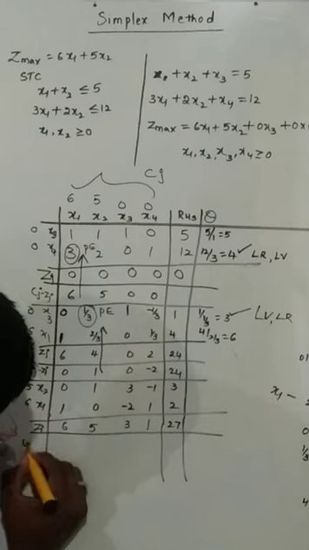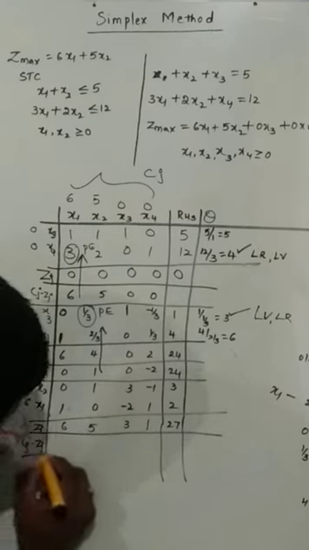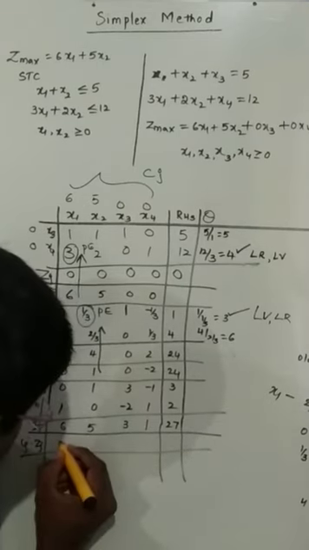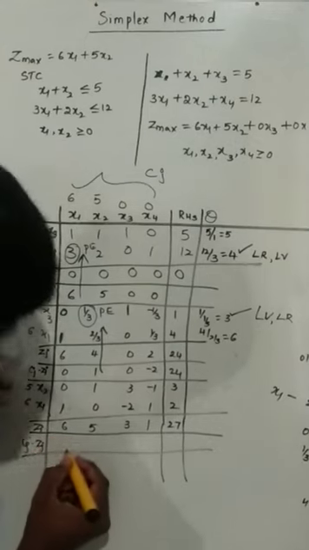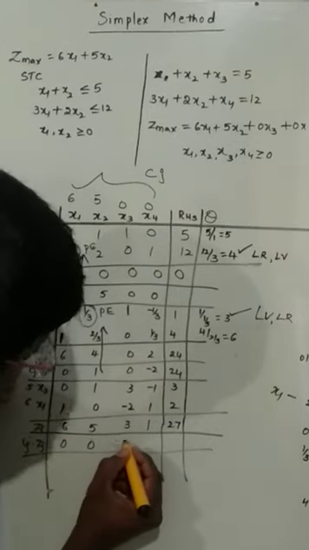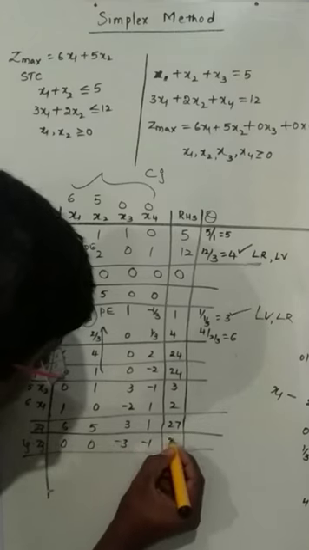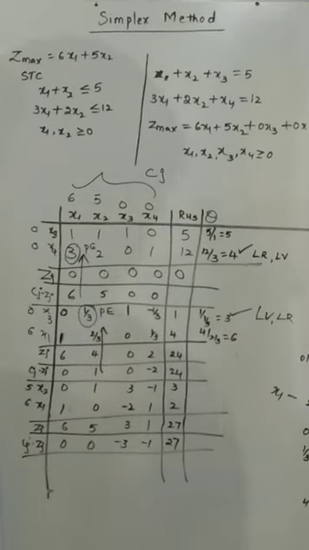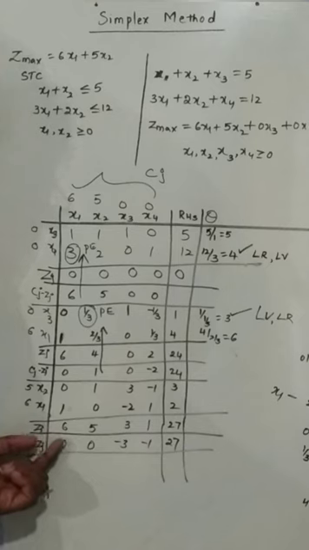So what is the next thing? Cj minus Zj. So what is the Cj minus Zj value? 6 minus 6 is 0. 5 minus 5 is 0. And this one is minus 3, minus 1, 27. So we got the values of Cj minus Zj.